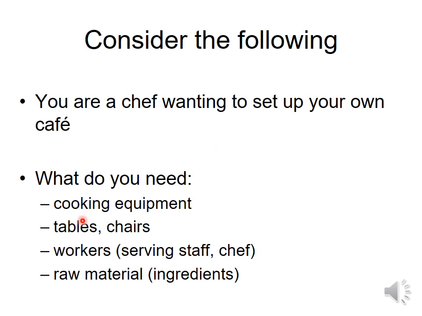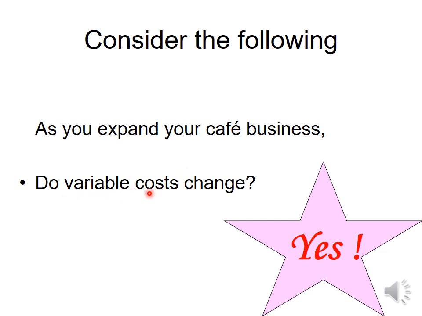Now, you need your variable factors, right? Your workers, we mentioned earlier. And let's say you are operating a cafe, you need your raw materials, your ingredients, as well as other things. All these are variable depending on how many units you want to produce. Therefore, variable costs change with your output. The more you want to produce, the higher the variable cost. If you don't want to produce anything, there will be no variable cost. So variable costs change directly with your output.